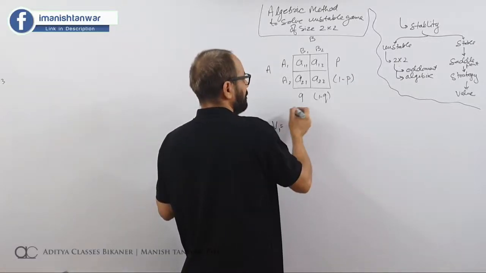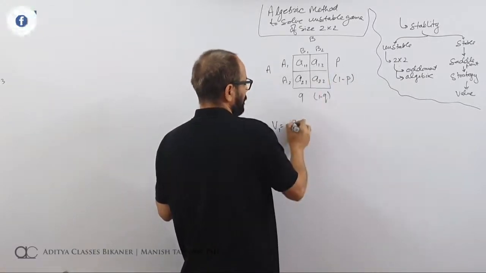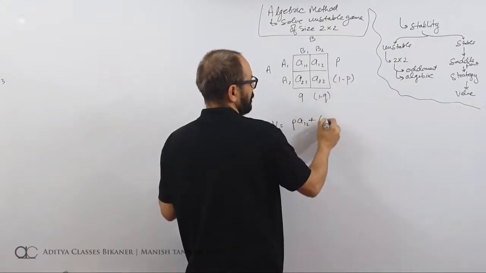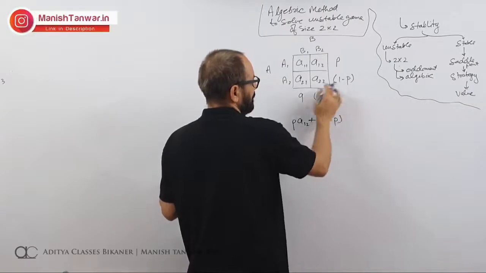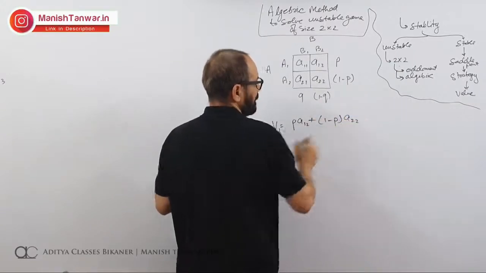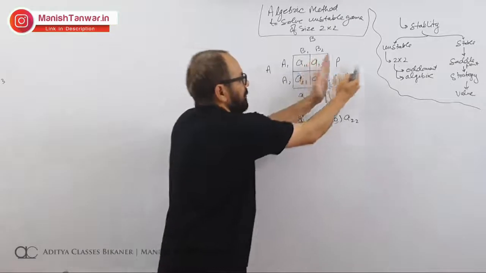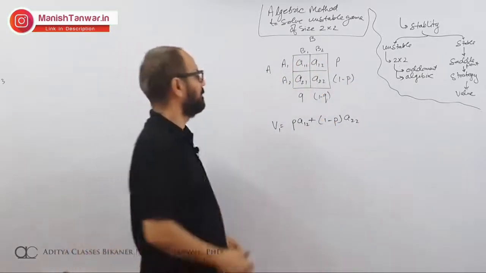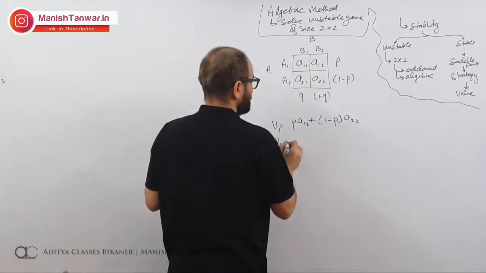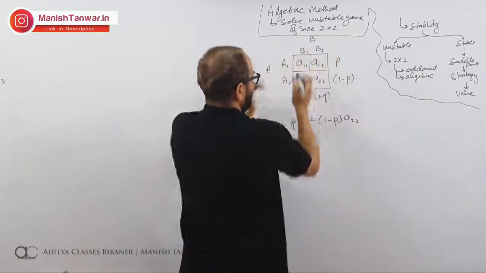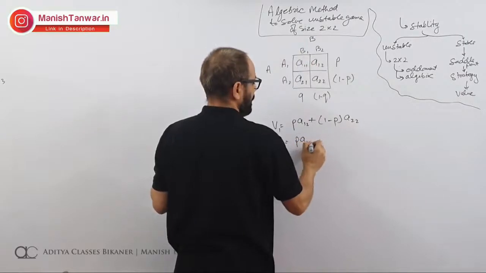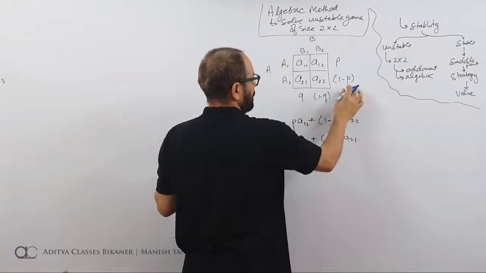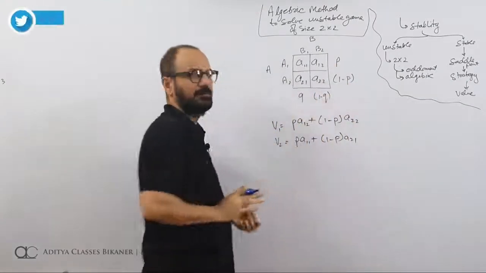So let me call it V1 for the time being. P multiplied by A12 plus 1 minus P multiplied by A22. This is my value coming from this combination. Is that fine? Then the value coming from my second combination will be P multiplied by A11, plus 1 minus P multiplied by A21.